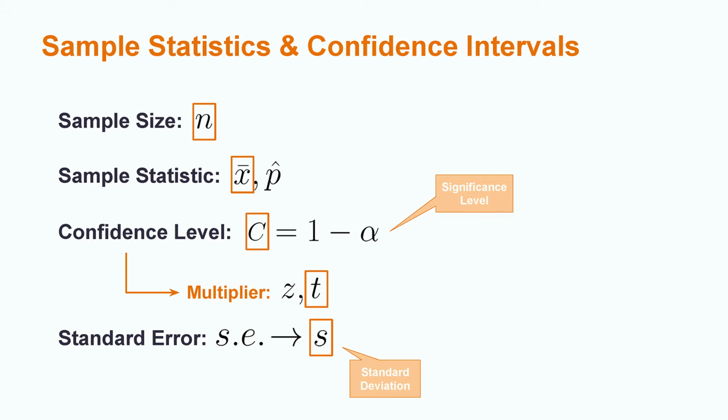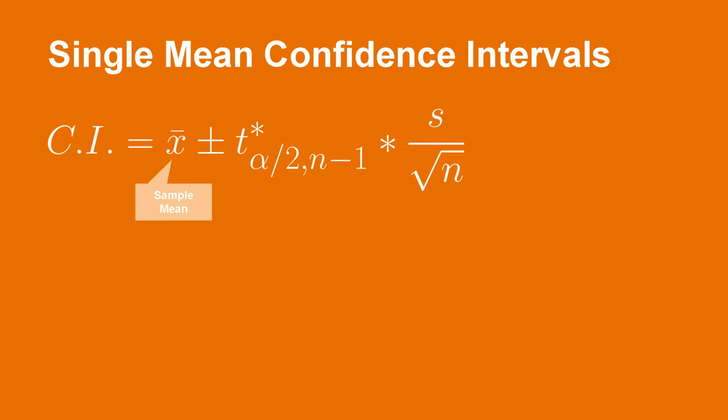For the single population mean, we will focus on the sample size, the sample mean x bar, a confidence level, a multiplier related to the t-distribution, and a standard error, which will rely on a standard deviation calculated from the sample data. Let's start by actually writing down some equations for this confidence interval. The confidence interval for the mean value of some population parameter is equal to the sample mean plus or minus a multiplicative factor. This factor includes the t-multiplier, which we write down as t star, and a standard error term.